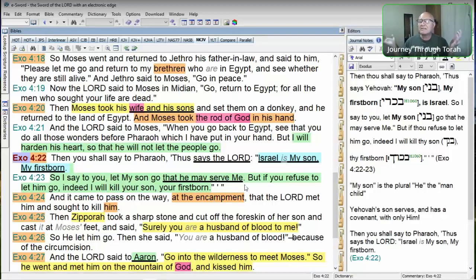You can't serve Yahovah if you're serving somebody else. You can't be Yahovah's son. He says, but if you refuse to let him go, indeed, I will kill your son, your Bekor. We're talking about men. We, Israel, sons of Yaakov, really, because they were all firstborn at that time.